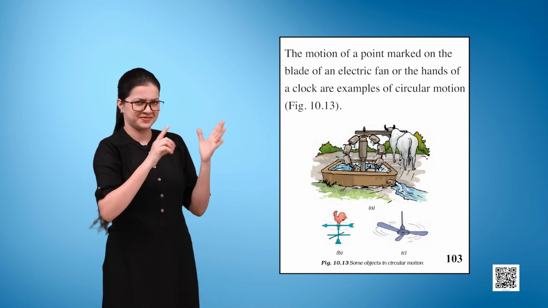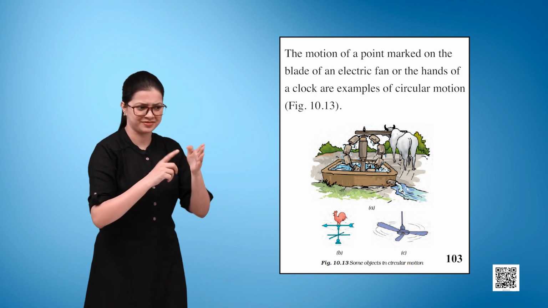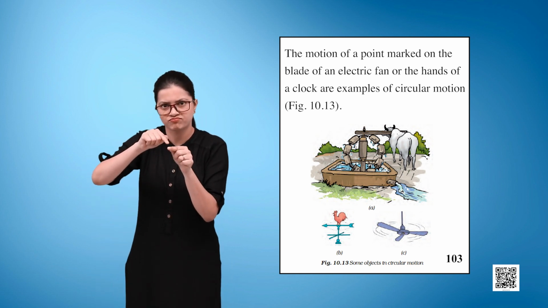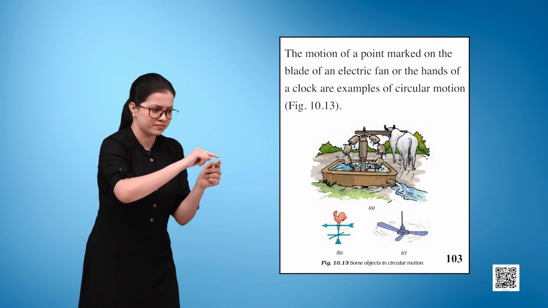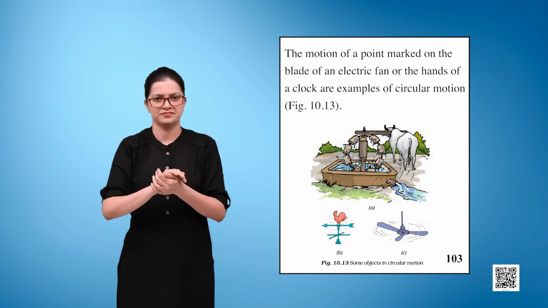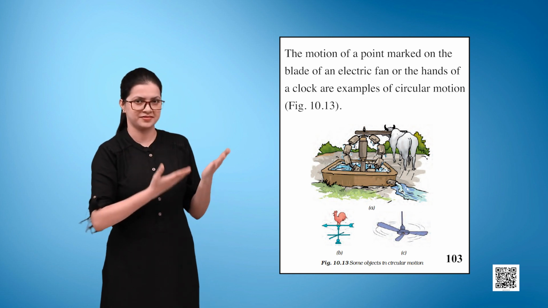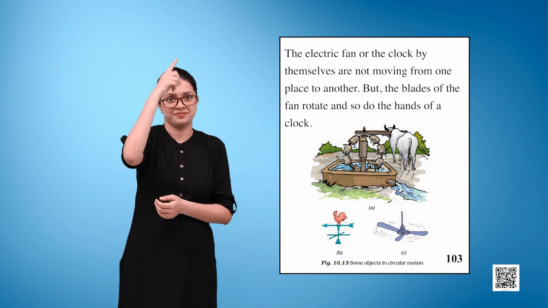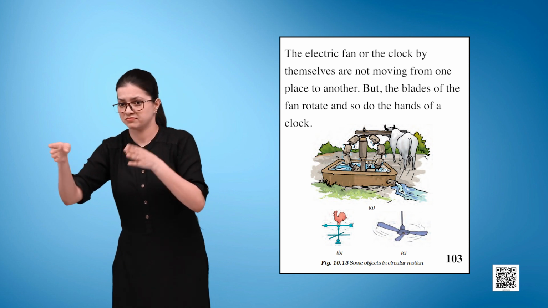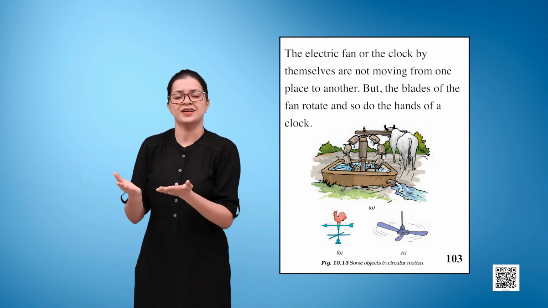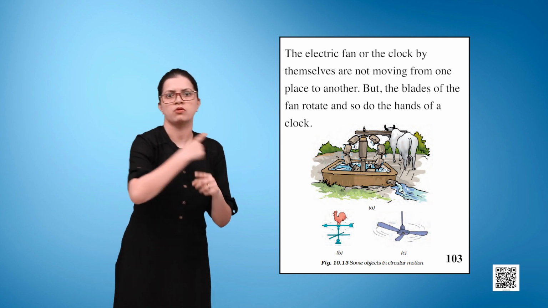The motion of a point marked on the blade of an electric fan or the hands of a clock are examples of circular motion, as shown in figure 10.13. The electric fan or the clock by themselves are not moving from one place to another. But the blades of the fan rotate and so do the hands of a clock.